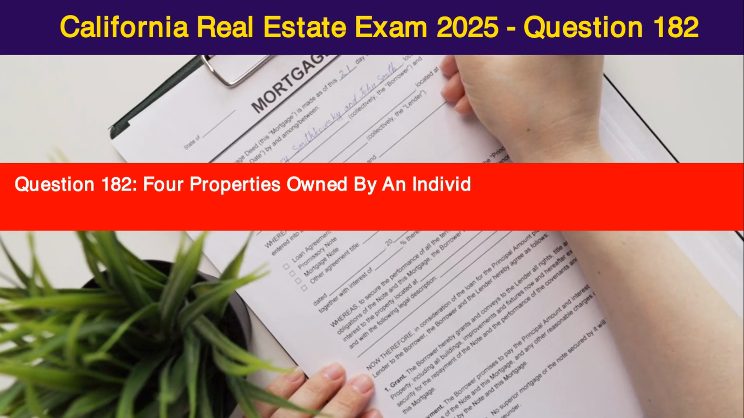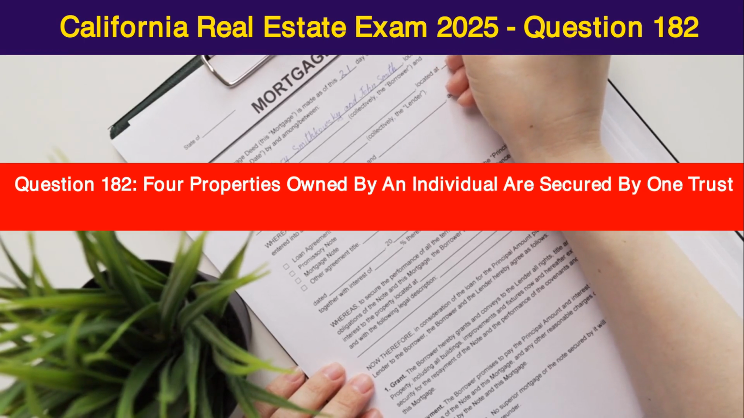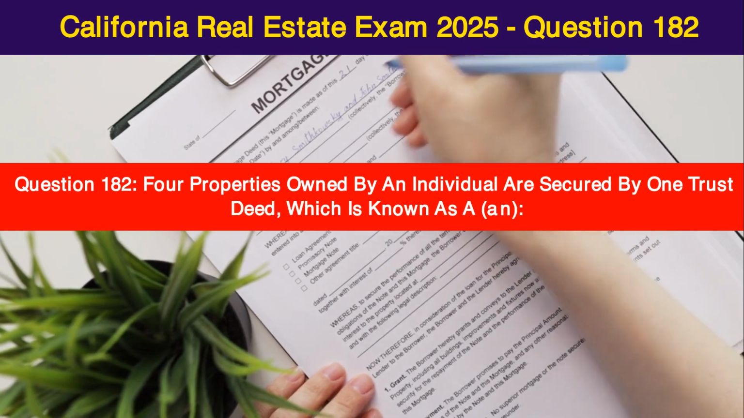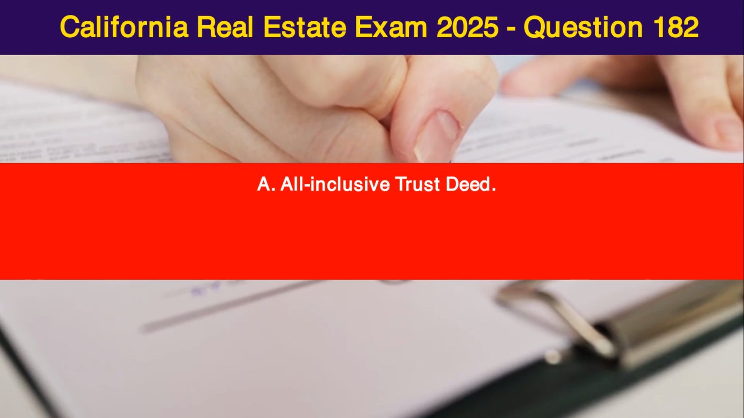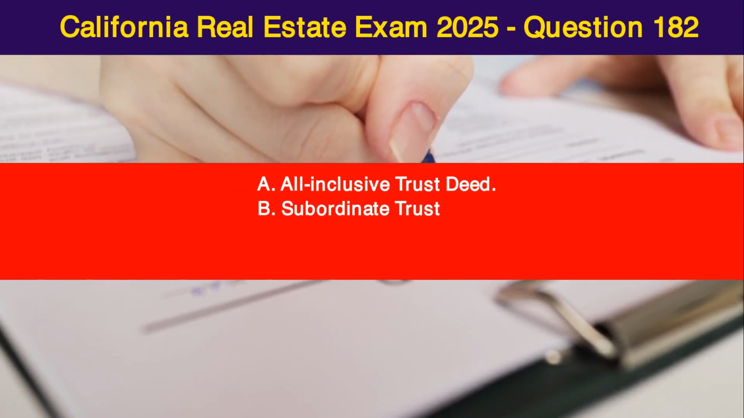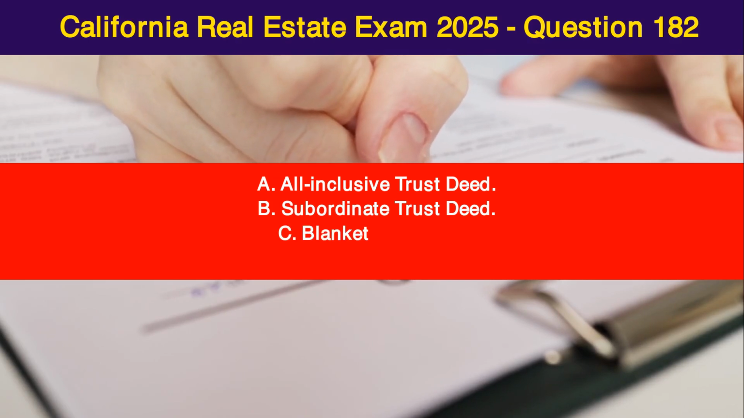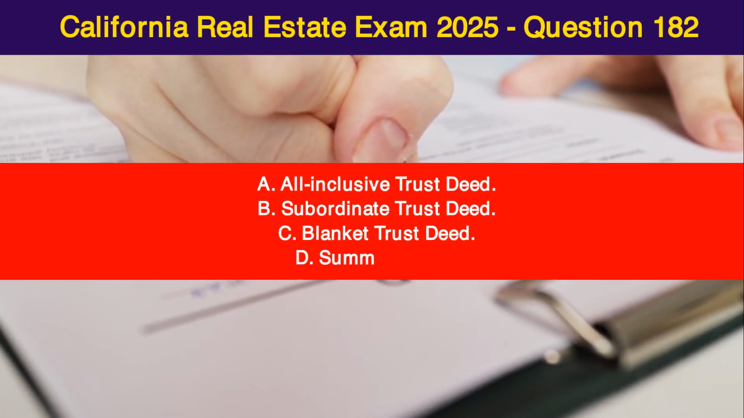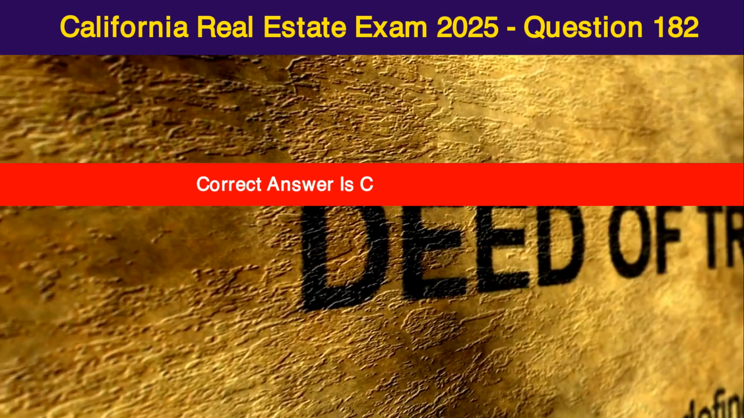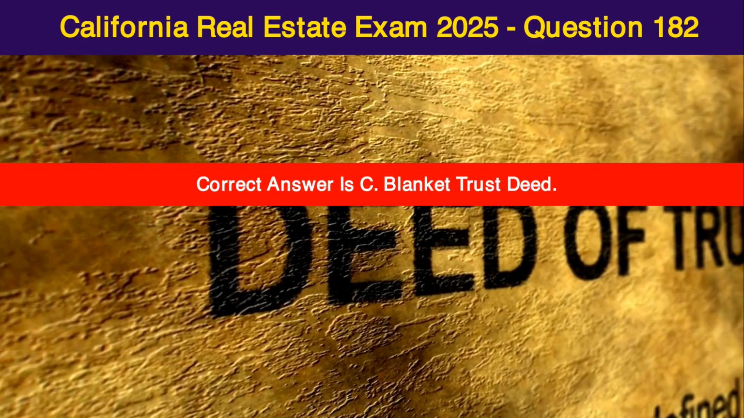Question 182. Four properties owned by an individual are secured by one trust deed, which is known as an A. All-inclusive trust deed, B. Subordinate trust deed, C. Blanket trust deed, D. Summary loan. Correct answer is C. Blanket trust deed.